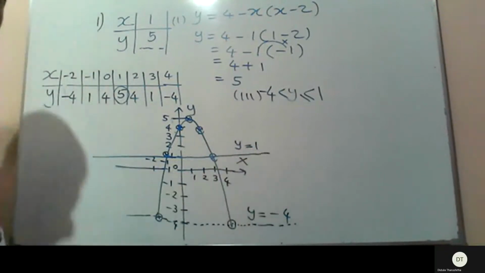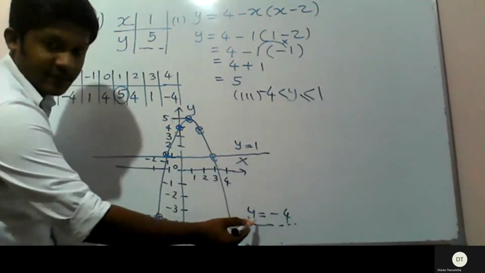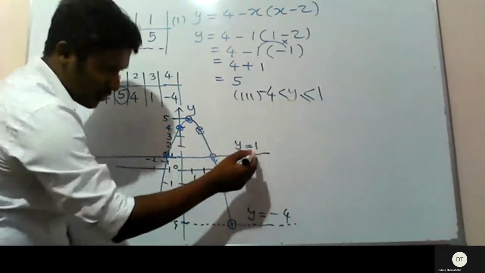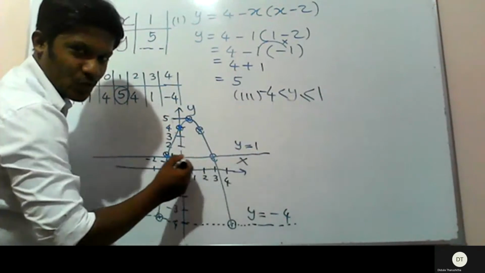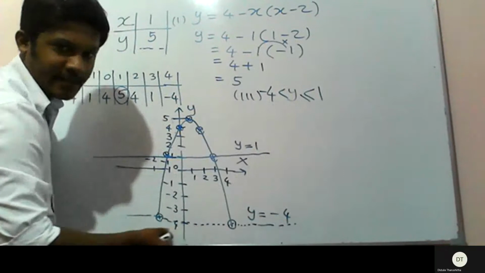This is the y equal 1 line. This is the y equal minus 4 line. But you have the equal sign now, then we draw a thick line through 1. This is not the equal sign, then dotted line through minus 4.